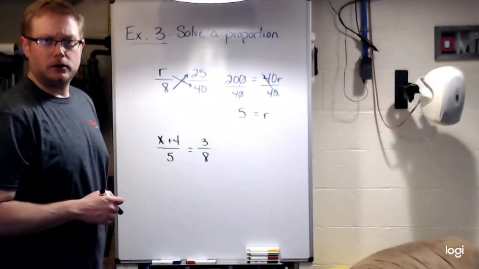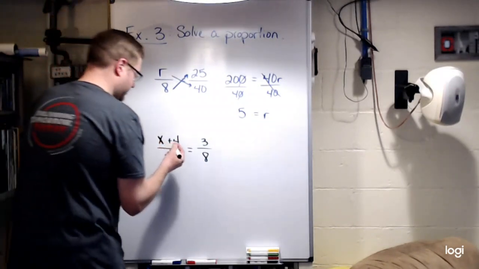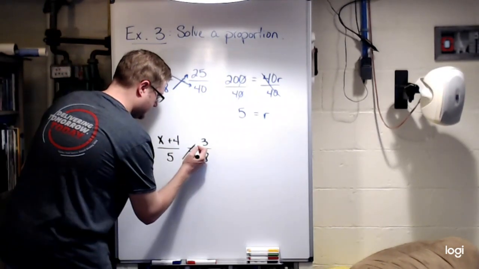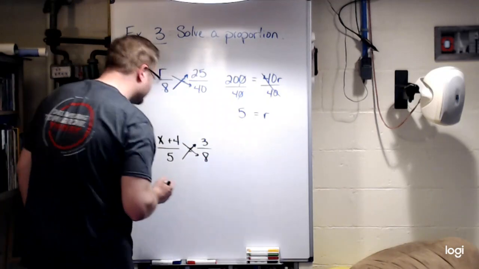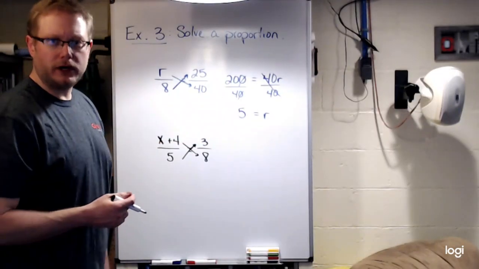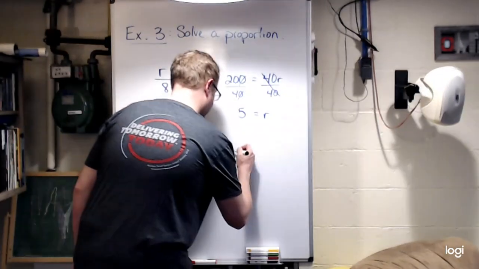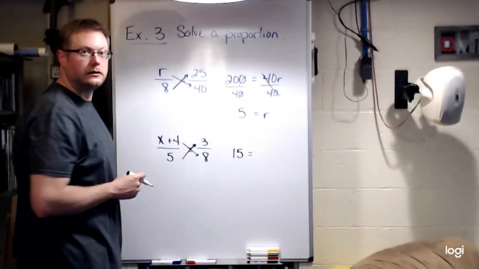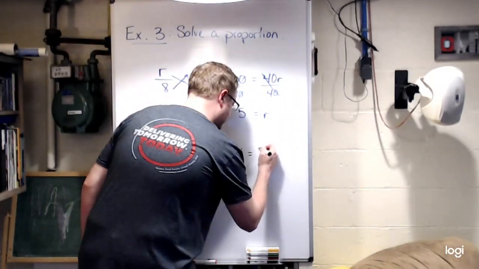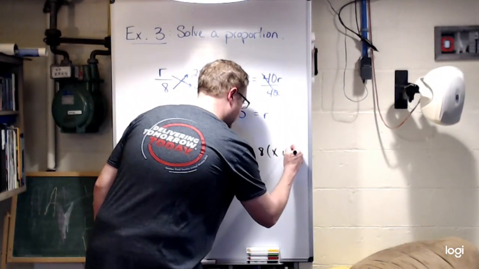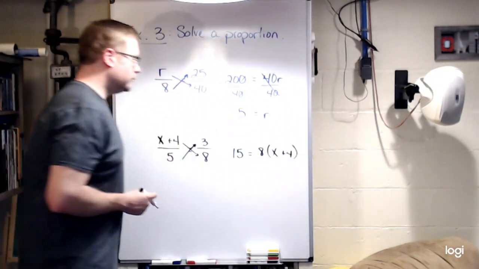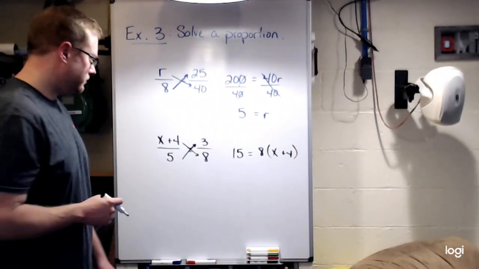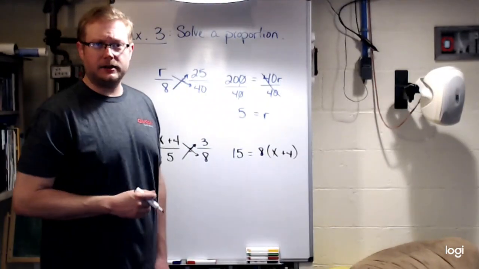Down here, cross multiply. We're going to have some distribution in there. So cross multiply both sides. 5 times 3 is 15, equals 8 times x plus 4. We can go ahead and just write it like that, do that extra step. So we have 8 times x plus 4. Go ahead and take that 8 and distribute it.